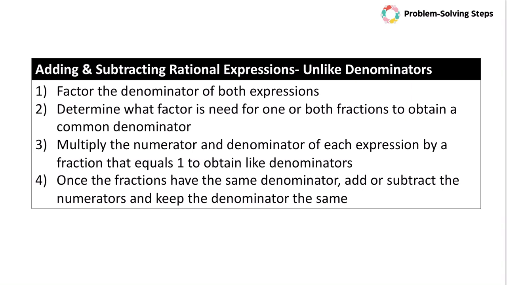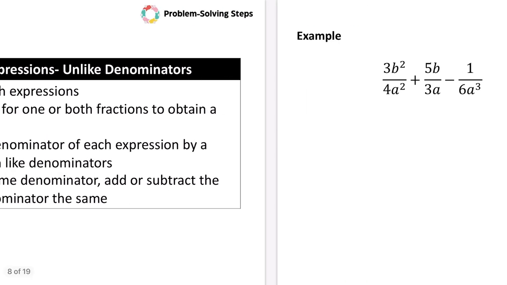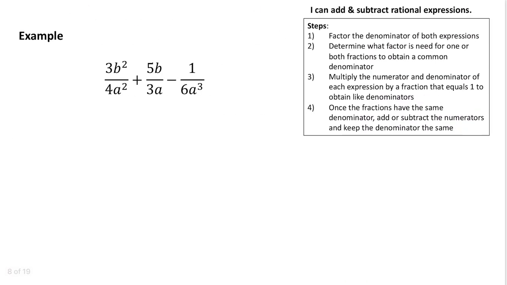Once we have the like denominators, we can go ahead and add and subtract like we did in the previous examples. So let's first try this example. You can see here I actually have 3 rational expressions. My first goal is going to be to factor the denominators.